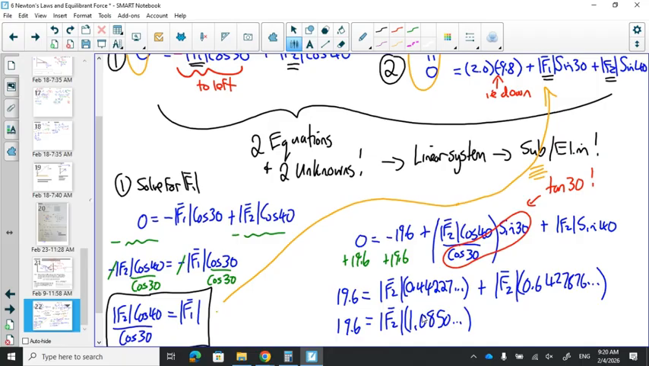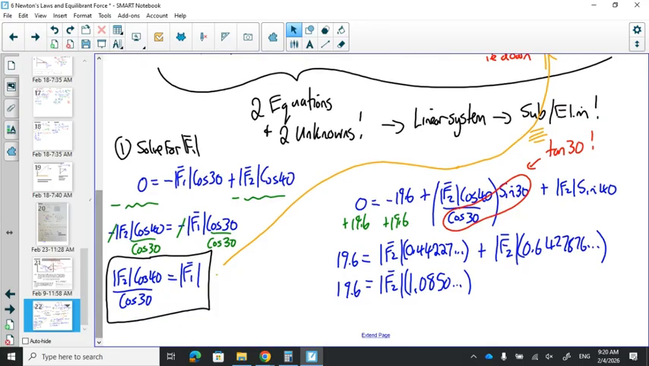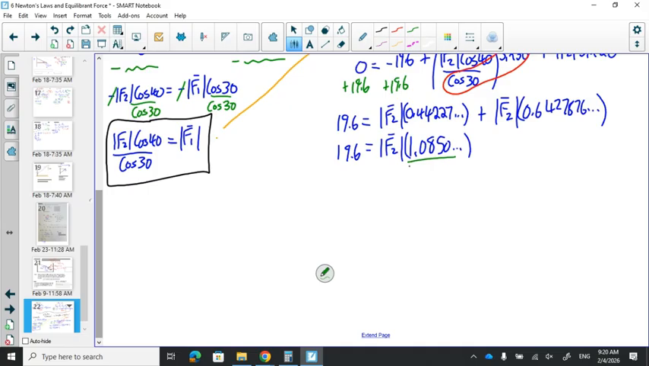And so now I just have to divide both sides. So divide that number out, 1.0850 dot dot dot.